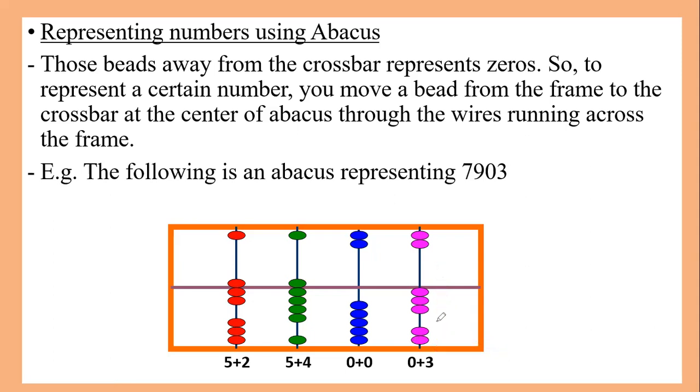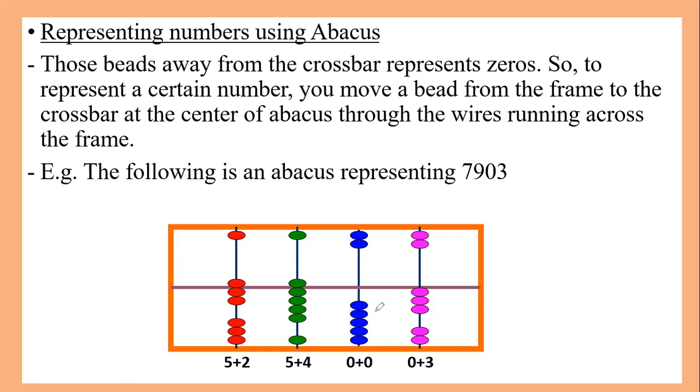For example, to represent 3 on this string, the user had to move 3 beans. That is 1, 2, 3. Each bead represents 1, and therefore this is 3. On the upper side, there is nothing, and therefore this is a 0. This is because these beans are away from the crossbar.